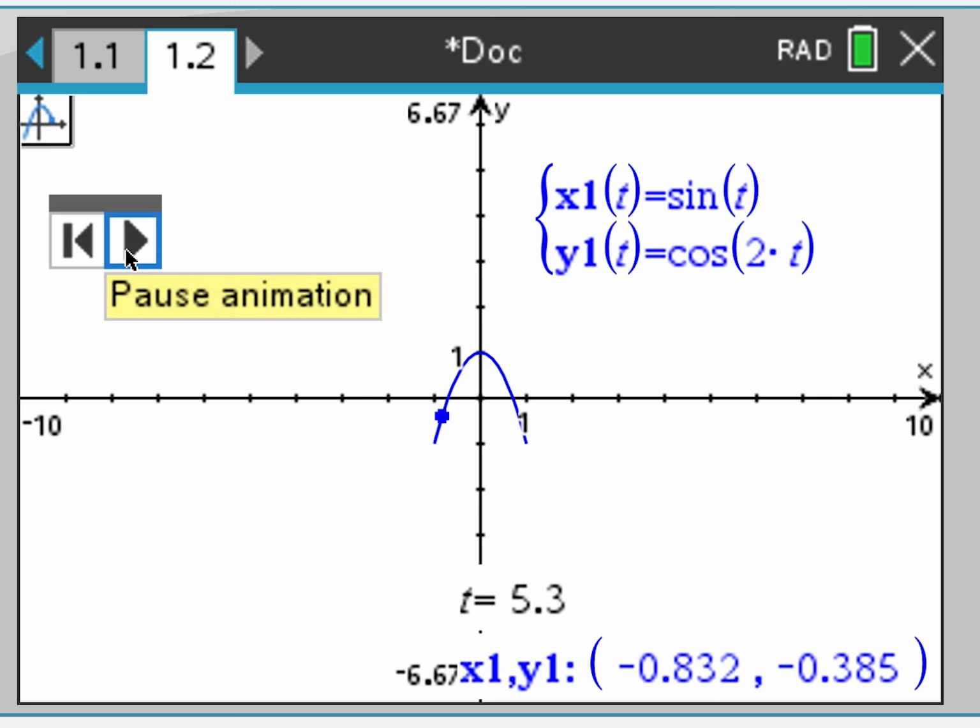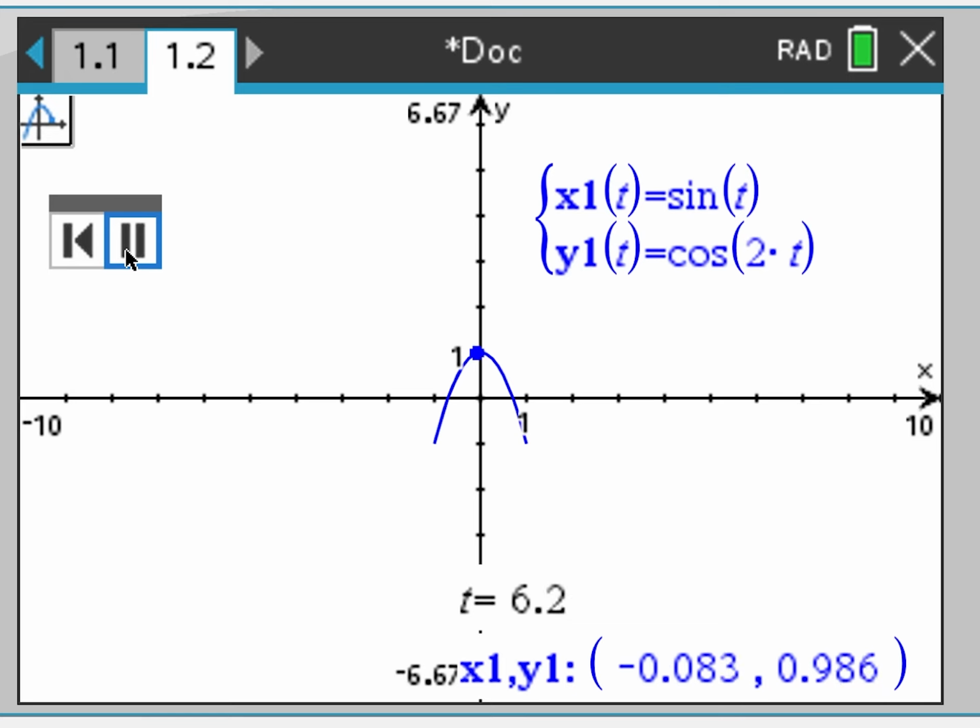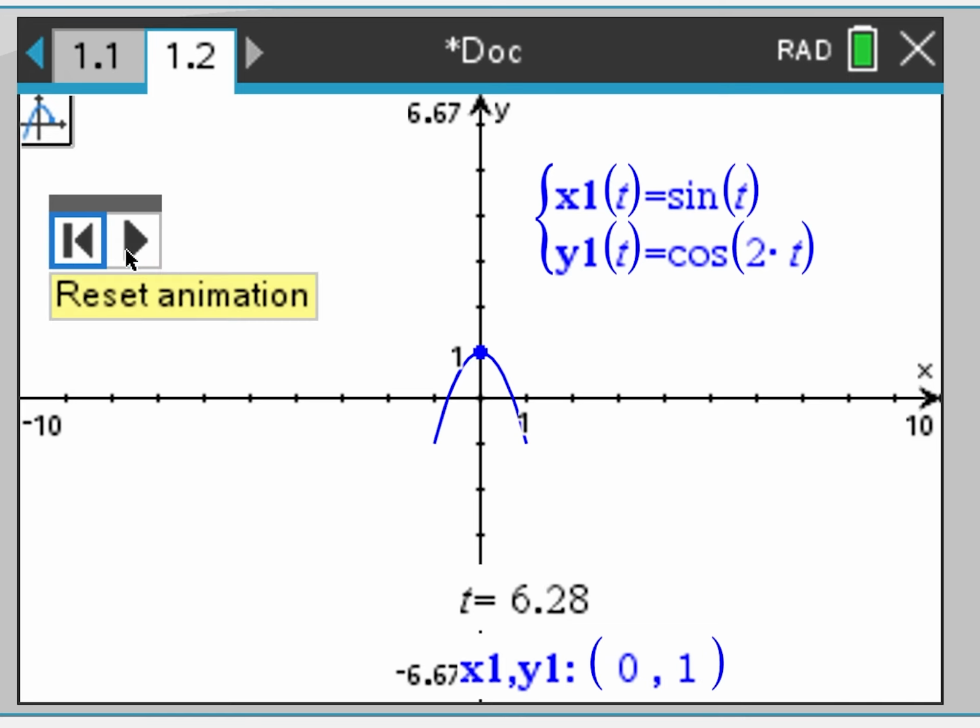Okay, so then it went to negative 1 and 1. Negative 1 and negative 1. Okay, start the animation. Okay, and then at t equals 6.28, so I guess that's 2 pi. So at t equals 2 pi, it came back to 0 and 1.